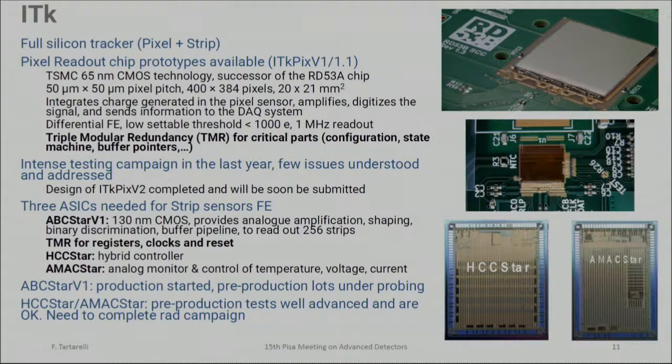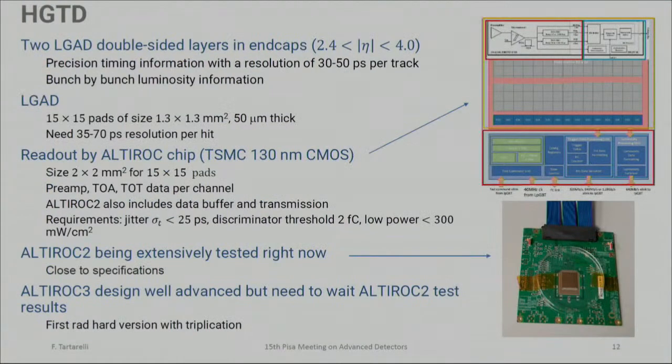The ABC Star version 1 production has started, and the pre-production lots are under probing. The pre-production tests of these other two chips are well advanced, but they need to complete the radiation campaign.